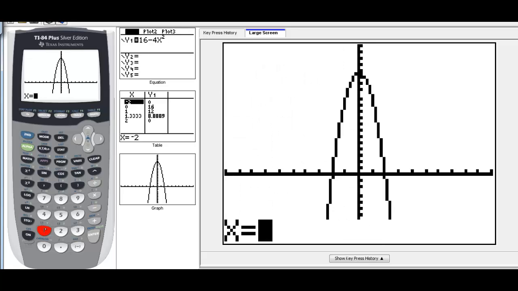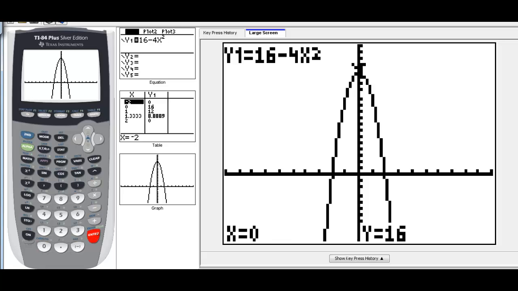If we click on that, it allows you to type in your x value. Well, if we're looking for the y-intercept, we know that the x value is 0. So if I type in 0 and hit enter, it's going to show me the y-intercept is 16. It shows you in the bottom right corner, and it also shows you with the flashing cursor where the y-intercept is located.